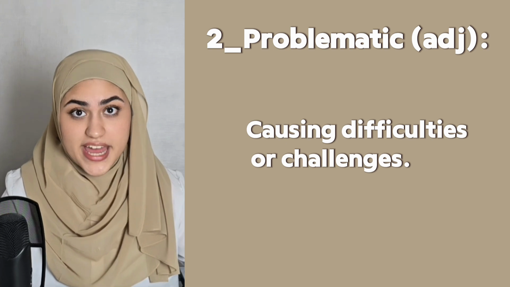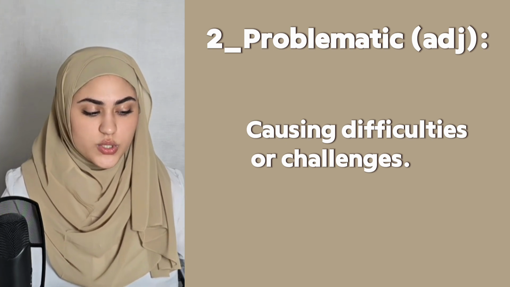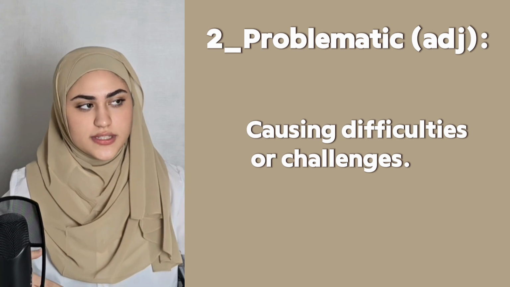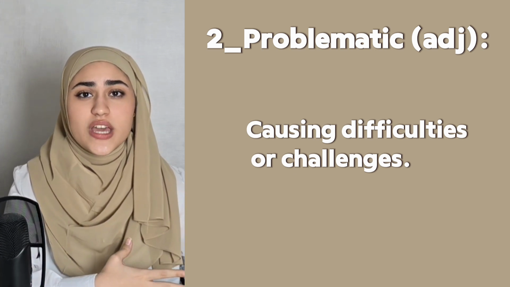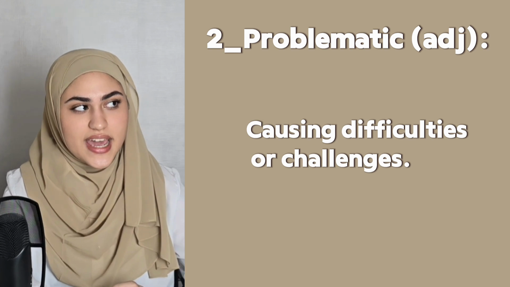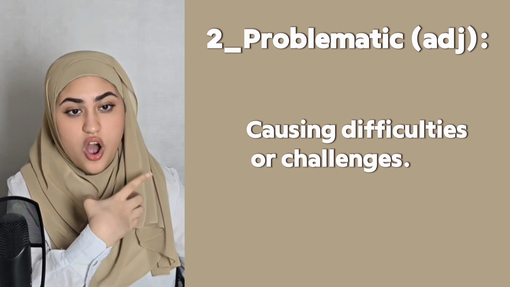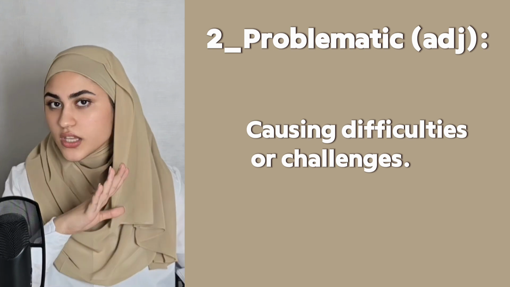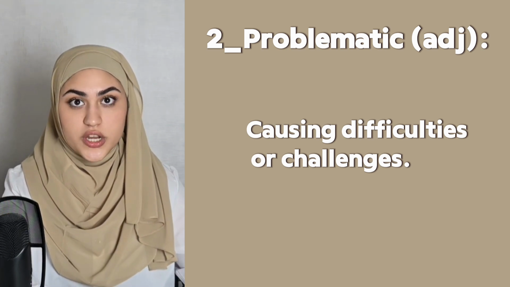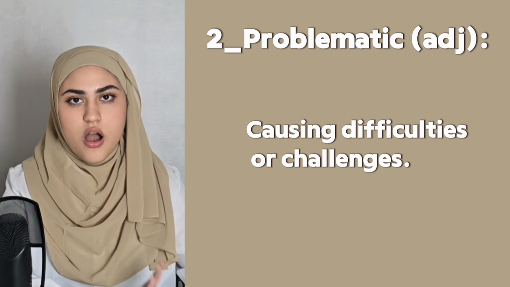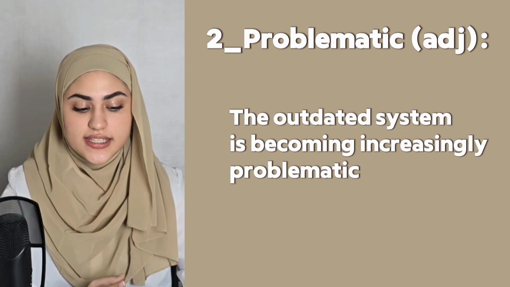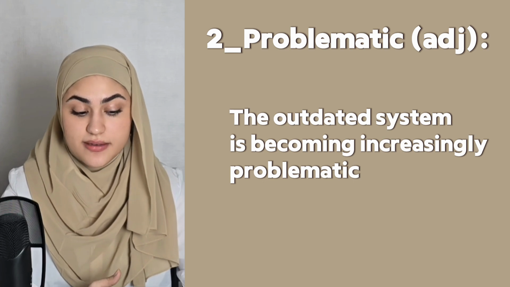So they're problematic. For example, his behavior was problematic during the meeting. There was a meeting, everyone's doing their work. For example, he does something stupid. So he is causing challenges, difficulties, problems, issues. So you say, this person's behaviors are problematic. It means that it caused a lot of difficulties. It gave us a hard time, a hard situation, a lot of challenges, and made things harder and brought problem issues to the table. The outdated system is becoming increasingly problematic.